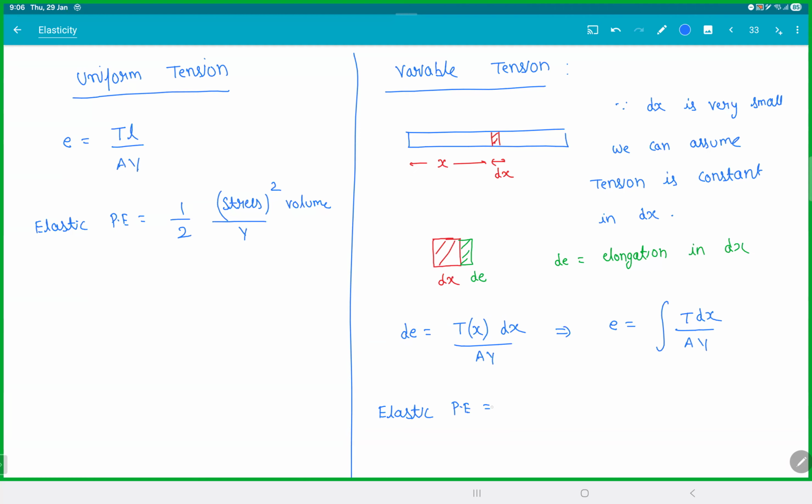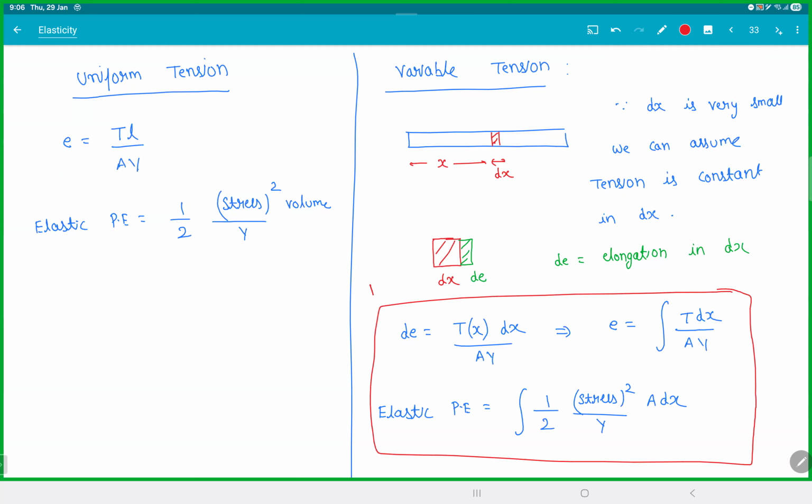Elastic potential energy will be the integral of half stress into volume. Stress is nothing but tension by area, and the volume is A into dx. There, everyone. This is how your formulas will modify in case the tension is changed. Instead of taking the whole length of the rod, we just take a dx and finish it off. It's like a reversible process. That's what you do in that. All clear with this? Have a look at this. Last class we did everything with constant tension. Now we are going to do it when everything is variable.